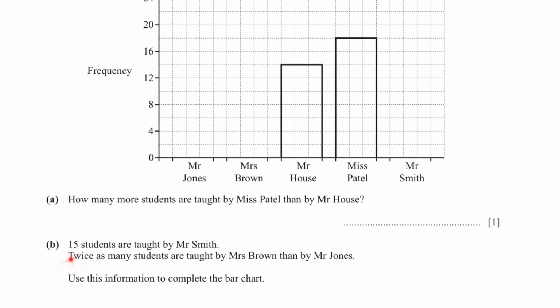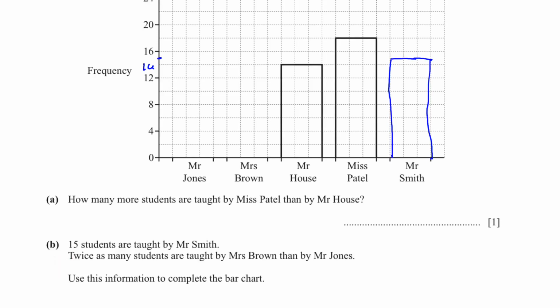2b. 15 students are taught by Mr. Smith. Twice as many students are taught by Mrs. Brown than by Mr. Jones. Use this information to complete the bar chart. We can see that each line is 2. So 0, 2, 4, 6, 8, 10, 15 is going to be somewhere here. This is going to be 14. 15 is going to be somewhere here. So that is represented by Mr. Smith.